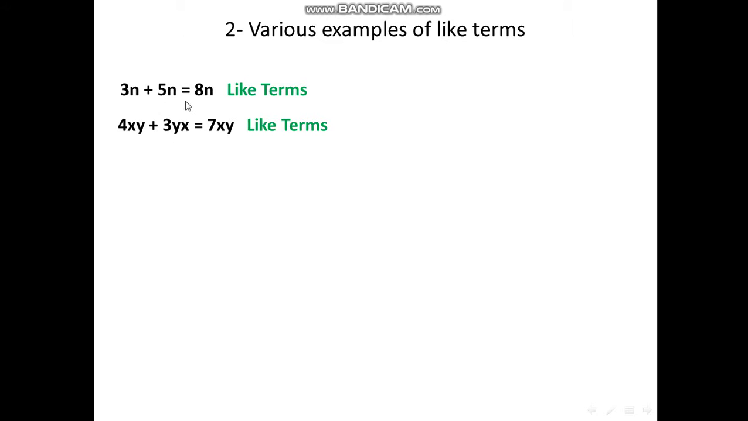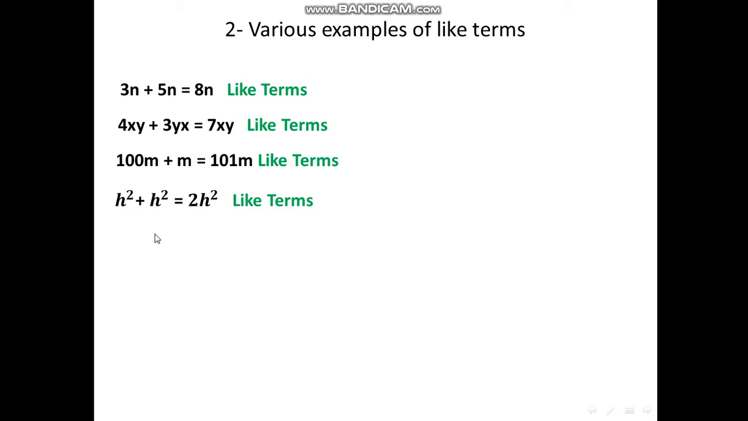3n plus 5n equals 8n. Why are they like terms? Not because of the number, but because you have n and n, so you can add them. Here you have xy and yx, you can add them. Here you have 100m, m and m, you can add them. This one also you can add, because they are h to the power 2, the same. h to the power 2, h to the power 2, 2h to the power 2. And then here you can add them also. Here you can subtract them.